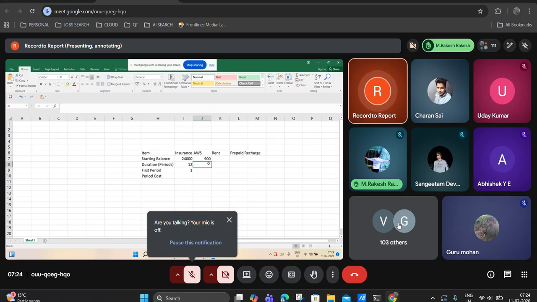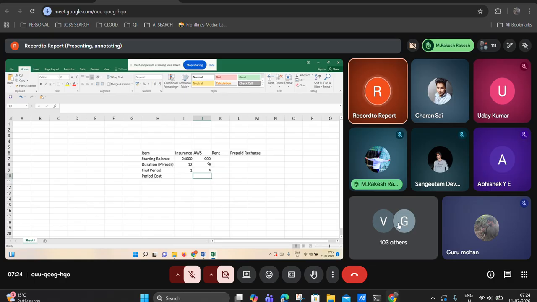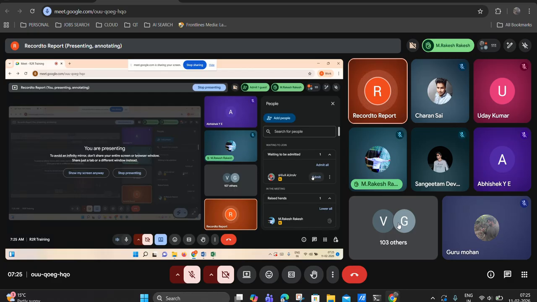The duration is 9 months, and it will start from the fourth month. Rent they paid in advance is 60,000 rupees for 6 months, starting from the first month. For prepaid recharge, they made a recharge of 12,000 rupees for 12 accounting periods, starting from the first month.